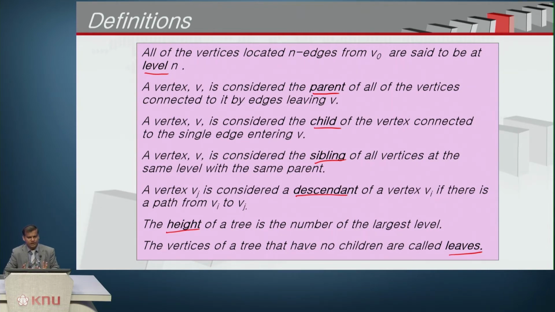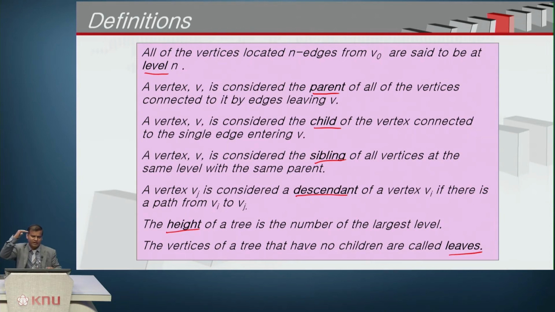All the vertices located n edges from V0 are said to be at level n. In other words, it depends upon the number of edges from V0. And the next definition is, a vertex V is considered the parent of all of the vertices connected to it by edges leaving V. We will talk about this in detail. If I show you a graph, it will be easy for you to understand.